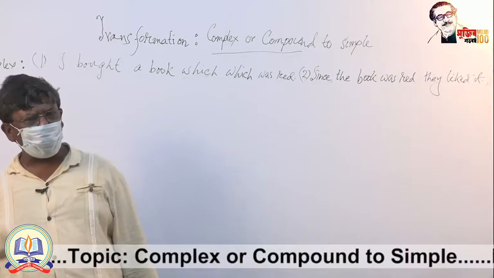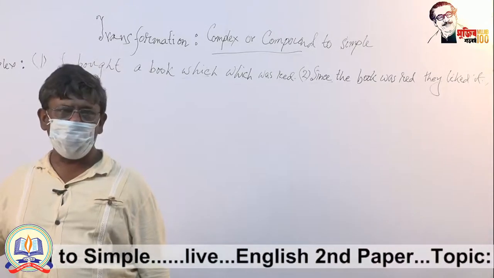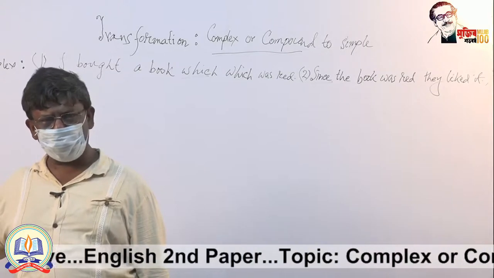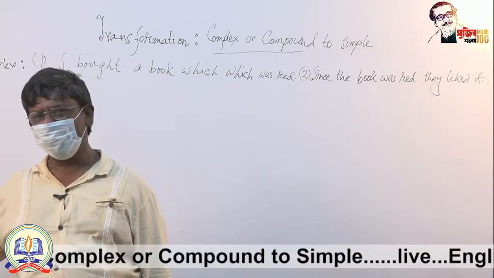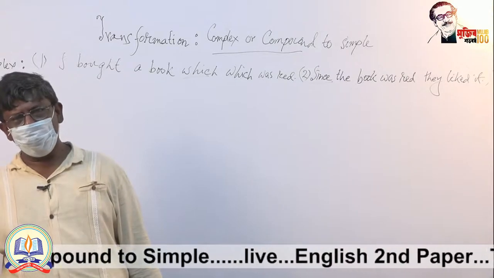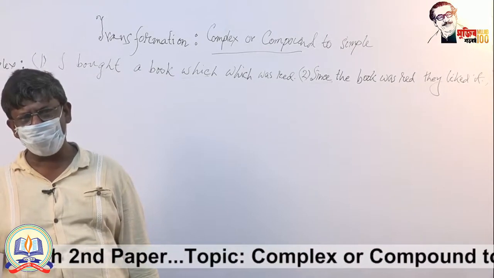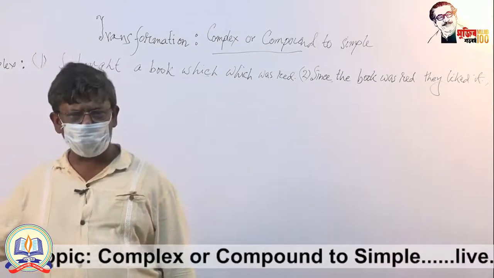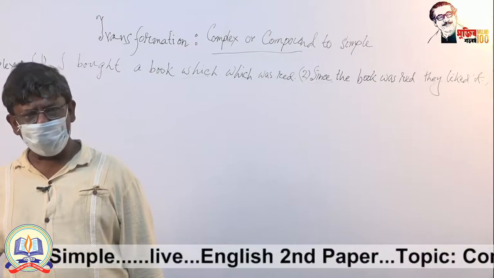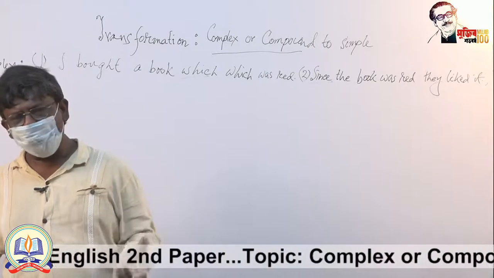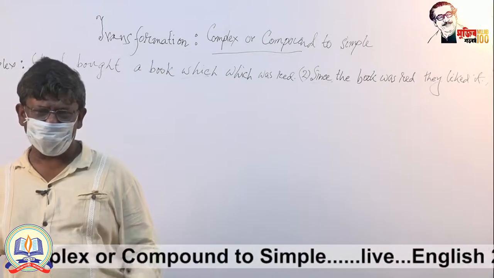In the starting class of this part of transforming sentences, I told you that transforming a sentence from simple to complex or compound means increasing the number of clauses by adding a finite verb in the sentence, and transforming a complex or compound sentence into a simple one means decreasing the number of clauses by making a finite verb non-finite, or even omitting or deleting a finite verb when necessary.